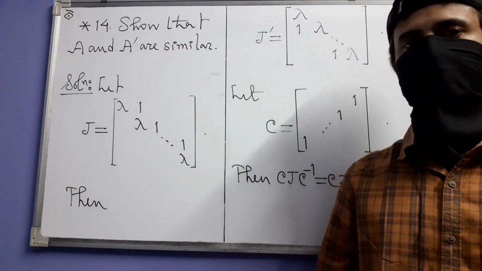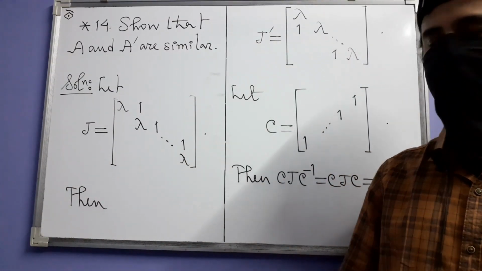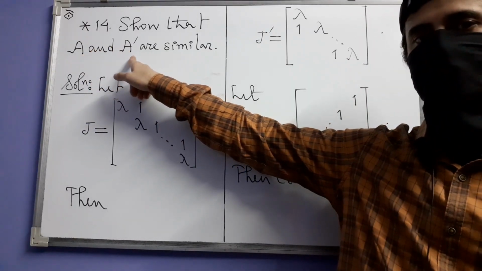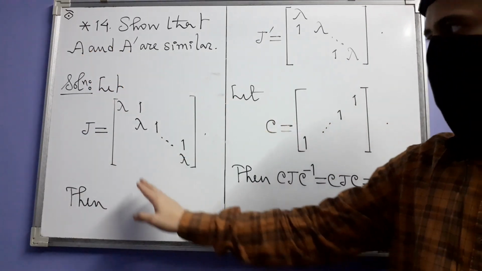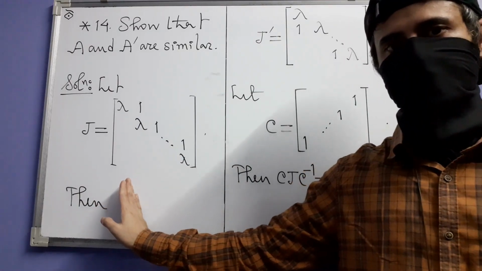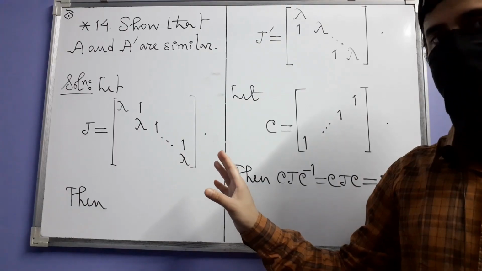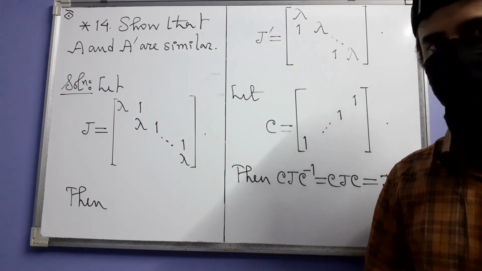Let us next solve exercise 14. In this one, we have to prove that any matrix A and its transpose are similar. The solution starts by considering matrices like this, J. We have already seen this type of matrices when we discussed Jordan canonical form.